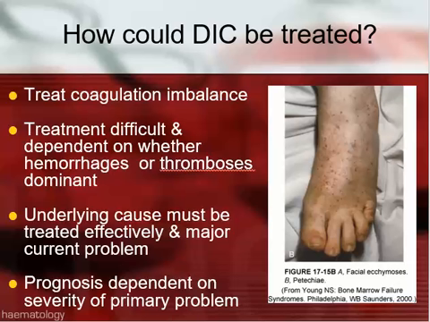So you have to treat the underlying cause, and then you have to replace what's missing, basically, these clotting factors that are missing. So this could be an acute, somewhat mild thing to a very severe life-threatening thing, and it depends on the primary problem. It depends on what the triggering event is and how quickly this disseminates and goes everywhere.